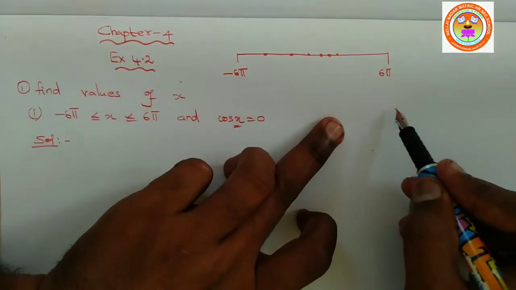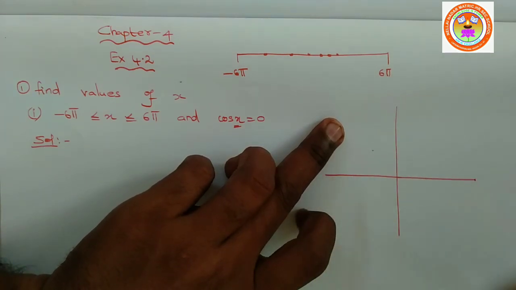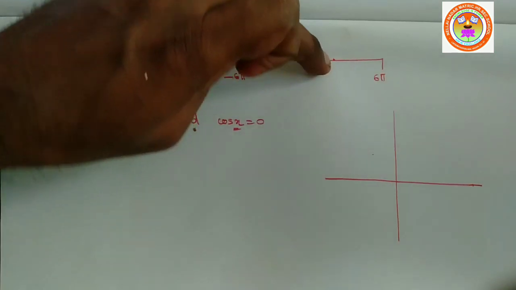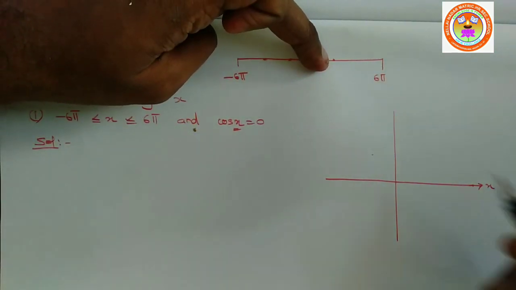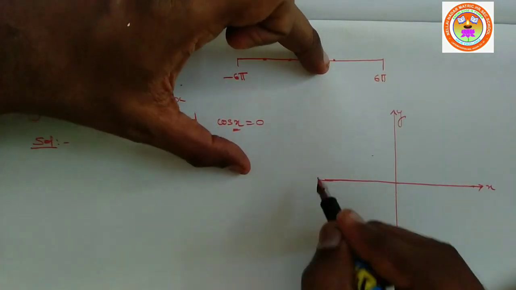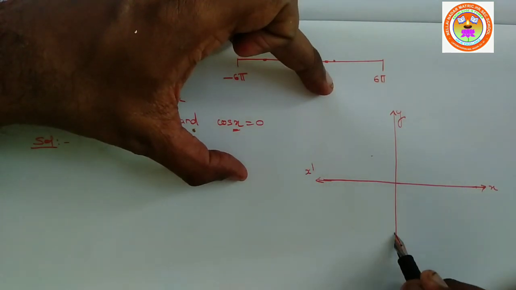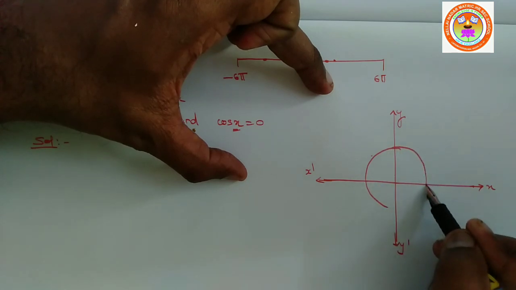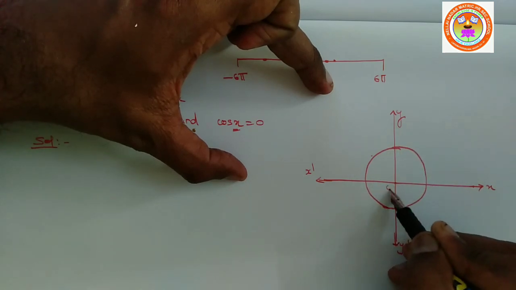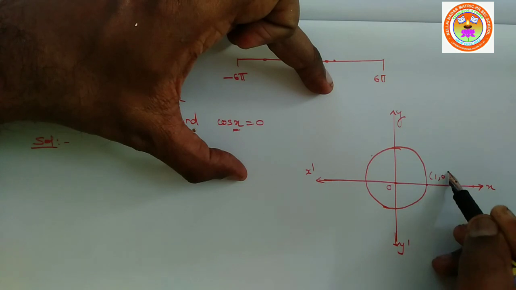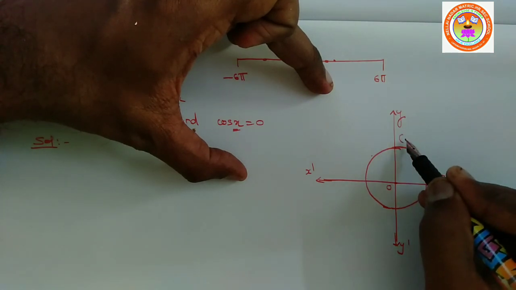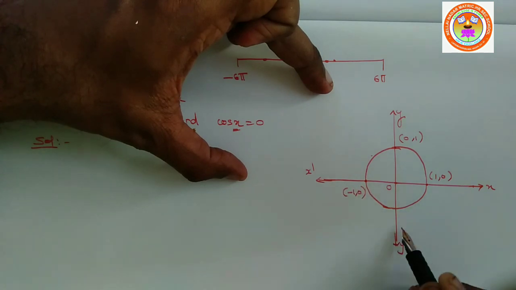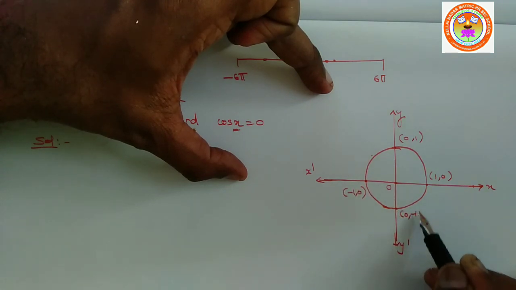We know the diagram which we drew in exercise 5.1 also. So this will be the x-axis, y-axis, x dash and y dash. A unit circle with origin O. This point is 1 comma 0. This point is 0 comma 1. This point is minus 1 comma 0 and this point is 0 comma minus 1.